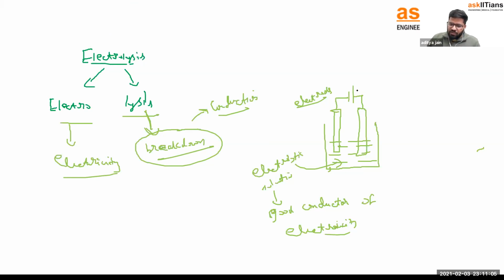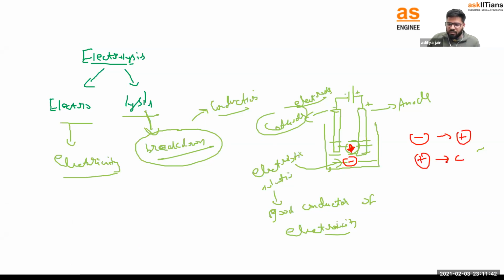The electrode connected to the positive terminal is known as the anode, and the electrode connected to the negative terminal of the battery is known as the cathode. Electrolysis is the breakdown of the solution. Once the current starts flowing, the solution breaks down into two ions, positive and negative. Negative ions get attracted towards the positive, so these negative ions attracted towards the anode are known as anions.